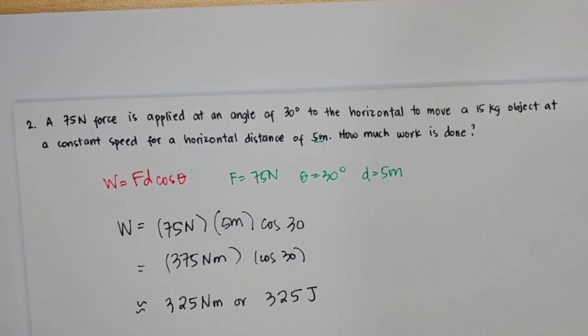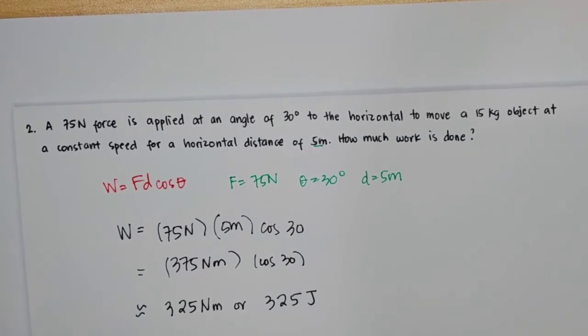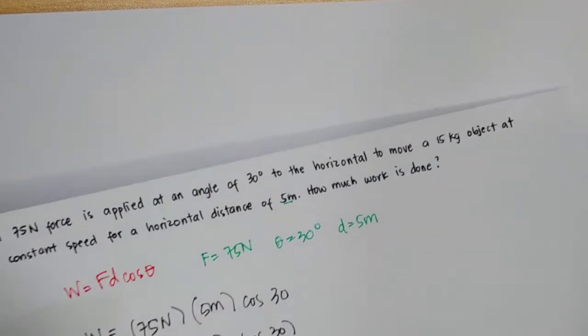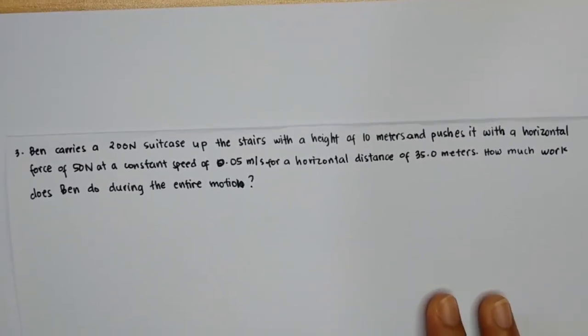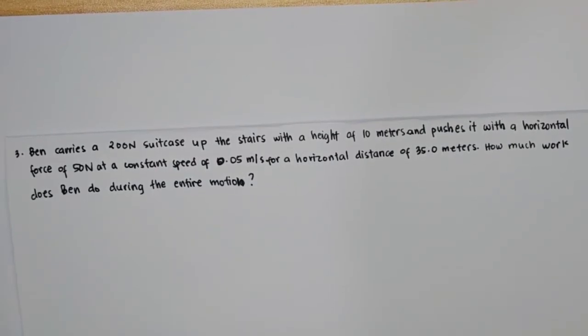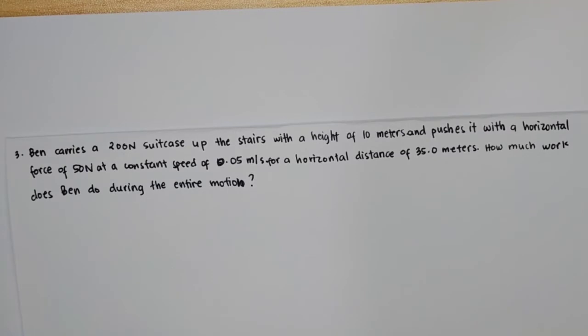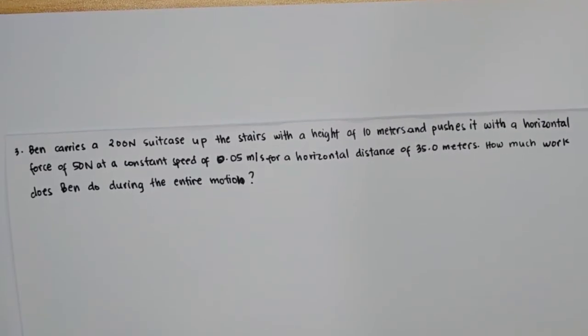Okay, so let's proceed to example number 3. I think you don't have questions. It's quick lang naman. Okay, so we have here our example number 3. Ben carries a 200 Newton suitcase up the stairs with a height of 10 meters and pushes it with a horizontal force of 50 Newton at a constant speed of 0.05 meter per second for a horizontal distance of 35 meters. How much work does Ben do during the entire motion?